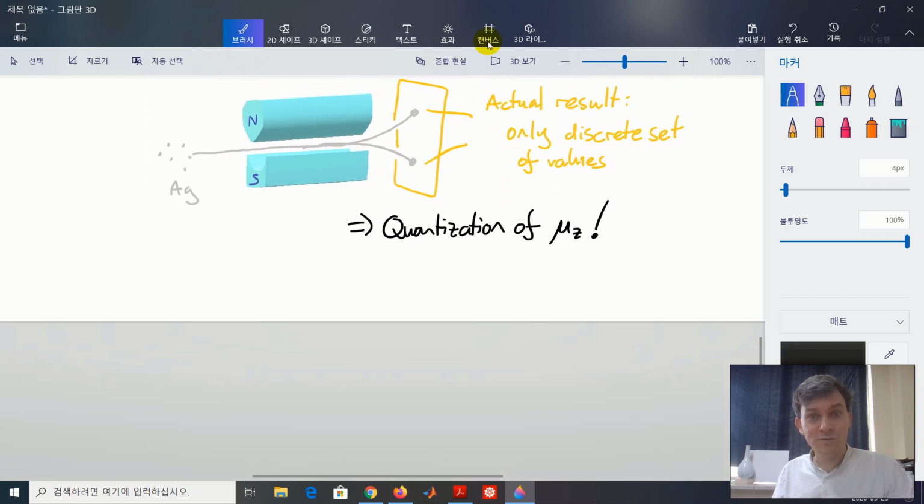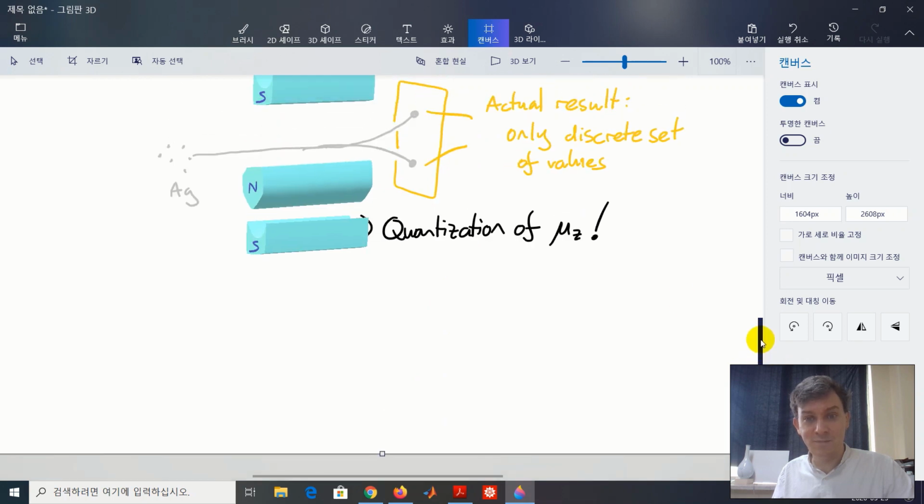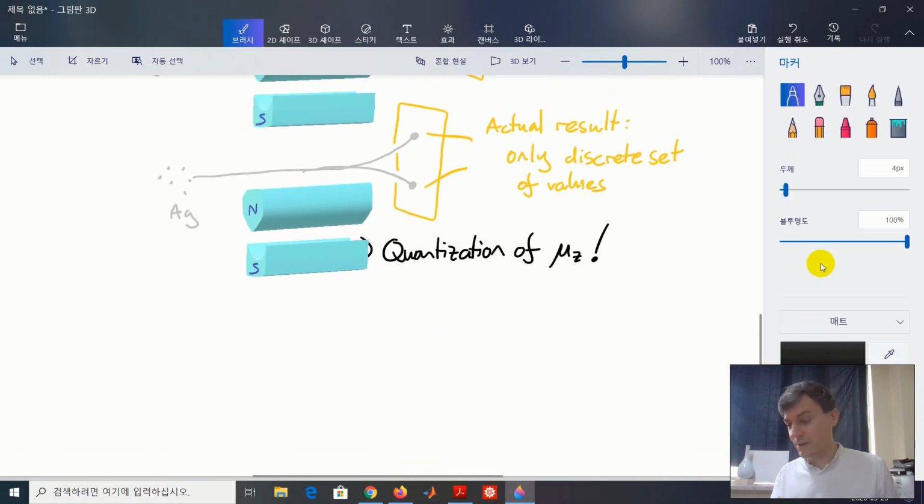Okay, so the last thing I want to do in this video before I finish is relate the magnetic moment here to the angular momentum, because they are related quantities.